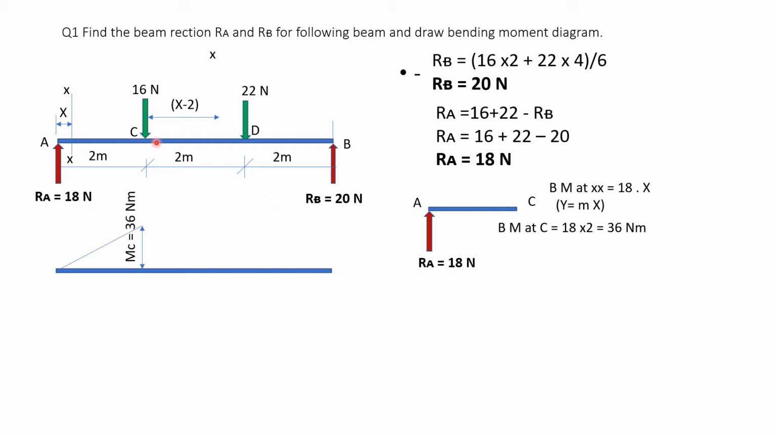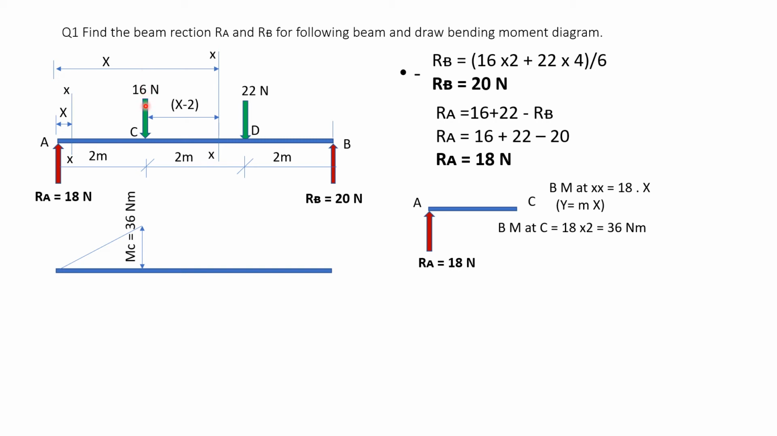Now let us come to the next: a section between C and D. This is my section XX between C and D. Now my distance x is always from A. So from A up to this section line is the distance x, and this 16 Newton force is at a distance of x minus 2, because this AC distance is 2 meter. So from this x, this 2 is gone.